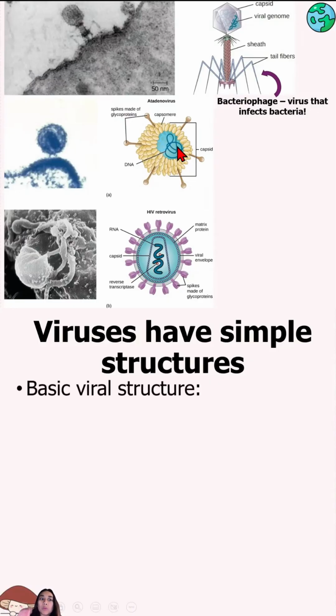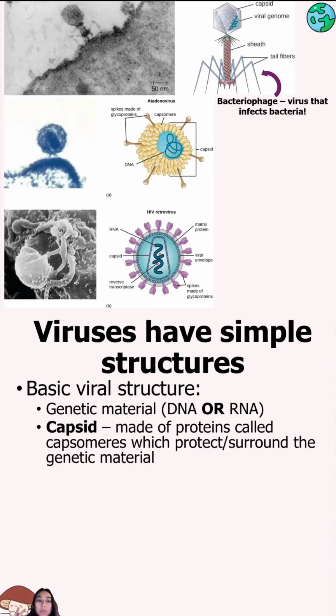So here is the most basic structure of a virus. So every virus should have some kind of genetic material, whether it's DNA or RNA. Notice that I put or, it's usually not both, it's one or the other. So unlike living things that use DNA as their genetic material and RNA to help them make protein, for viruses, it's just one or the other.